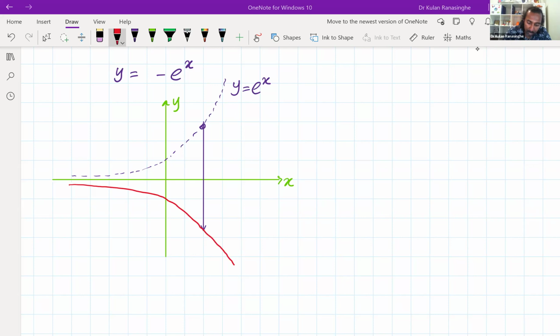For example, here, if I had 1 comma e, that will be 1 comma negative e is my point on the graph now. Here on the intercept, it was 0 comma 1. Now it is 0 comma negative 1. Now we can embed reflection with translation, combining two transformations. First of all, we will look at the reflection through the y-axis as well.